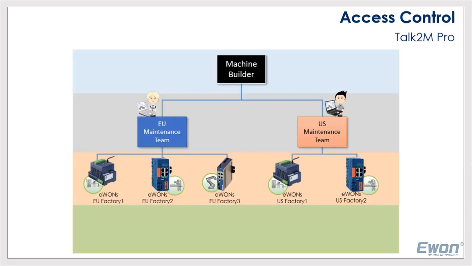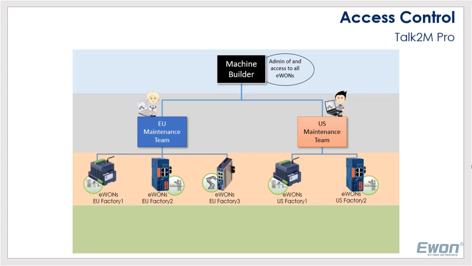With Talk2M Pro, we can create more complex user rights. Imagine the following situation. We are a machine builder with machines deployed all around the world. We have one maintenance team dedicated to our machines in Europe, and another team dedicated to our machines in the United States. We would like to have some users with full administrator rights who can create users, add E1s, and connect to all of our remote assets.